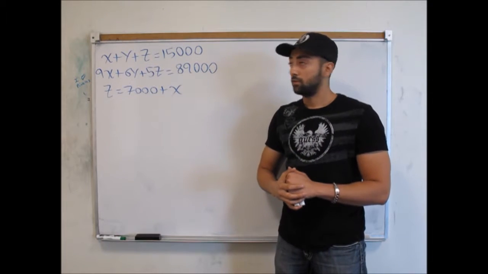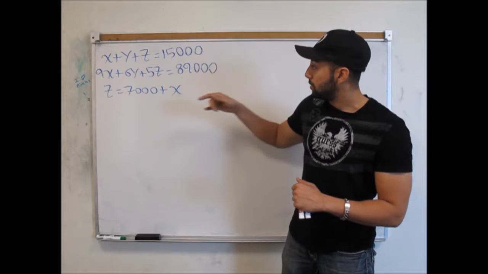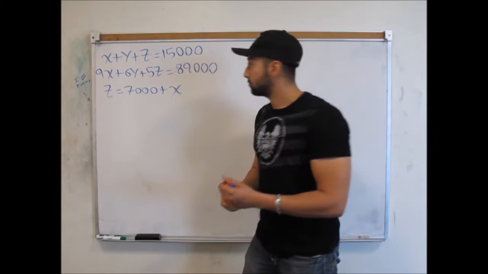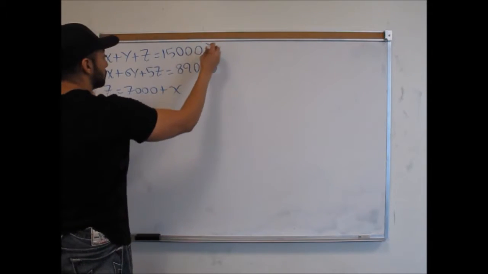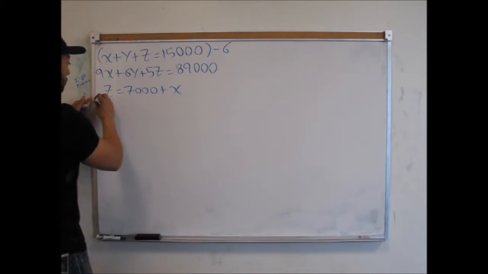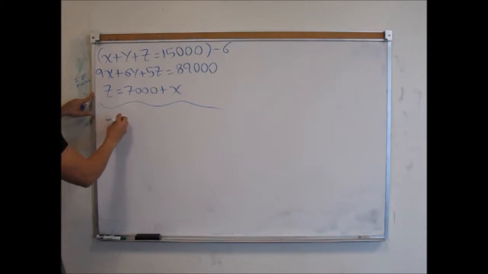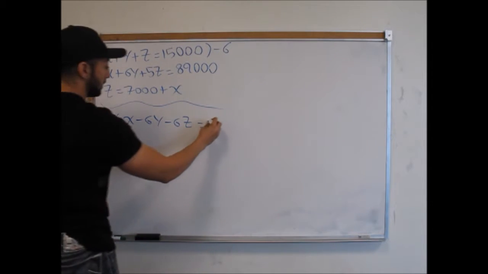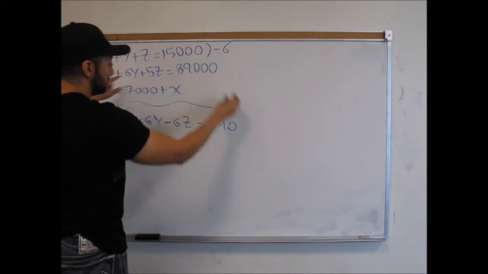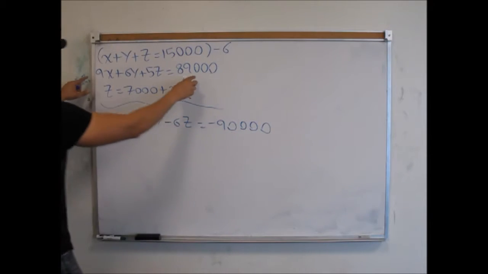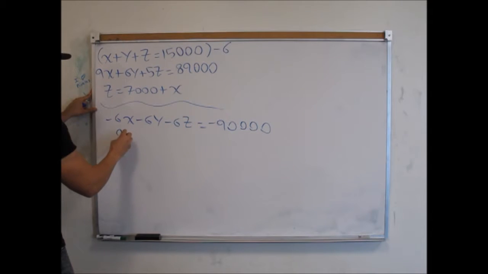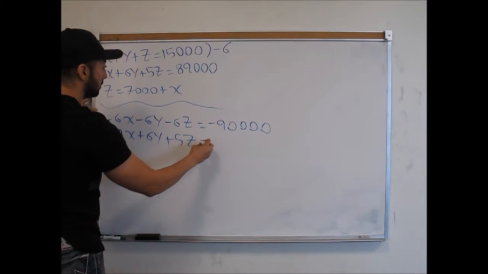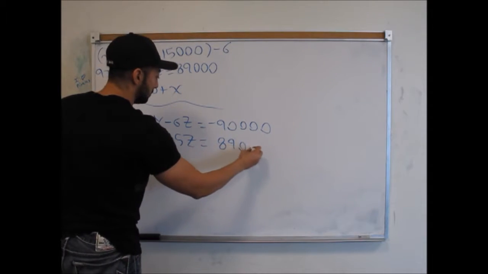So to eliminate the y here, I would just simply have to multiply this equation by -6, and that would cancel out the y's for me. So I'm going to take this first equation and multiply by -6. Doing that, I get -6x minus 6y minus 6z equals negative 90,000. And I'm just going to leave this equation alone here. So that's 9x plus 6y plus 5z equals 89,000.